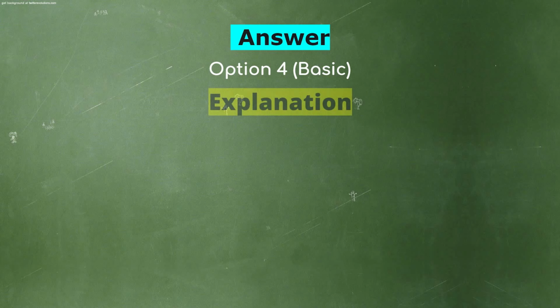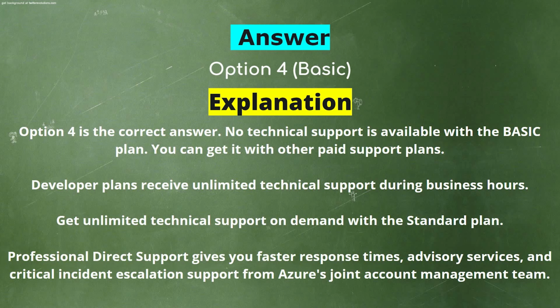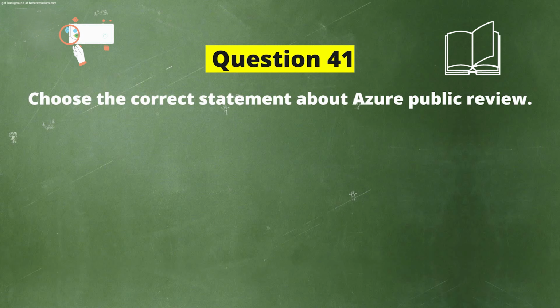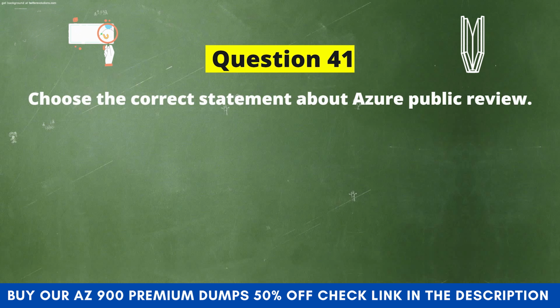Basic. Explanation. Option 4 is the correct answer. No technical support is available with the basic plan. You can get it with other paid support plans. Developer plans receive unlimited technical support during business hours. Get unlimited technical support on demand with the standard plan. Professional direct support gives you faster response times, advisory services, and critical incident escalation support from Azure's joint account management team.